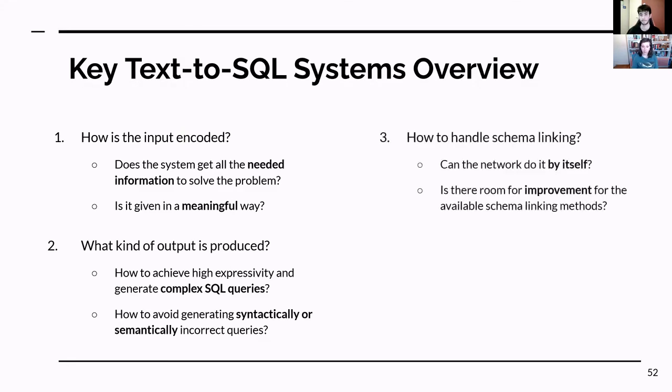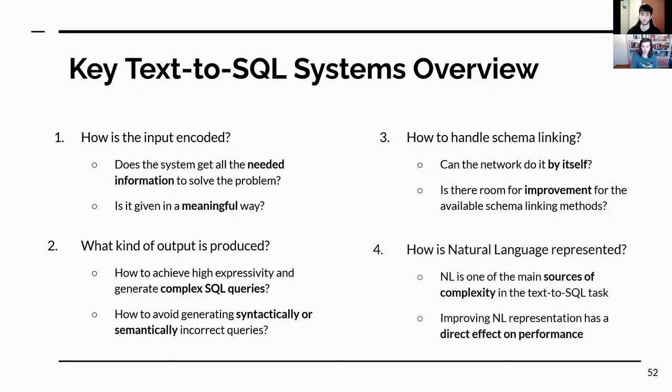The third important design choice concerns schema linking. Essentially, does the network have to figure this out by itself, or is additional information about the schema introduced into the system, and is there more room for improvement by the network itself?